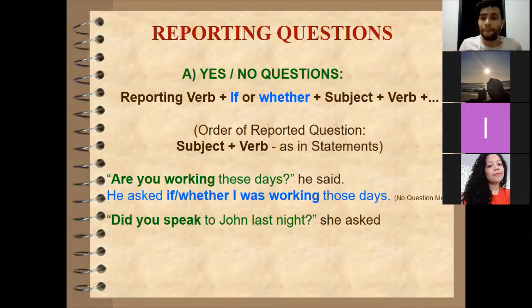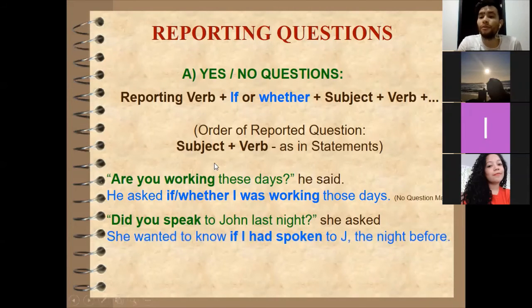Perfect. Ahora, en el ejemplo que les voy a mostrar, hay otra forma. Recuerden que no hay un solo reporting verb, es decir, un solo verbo que nos introduce el reported speech. Tenemos muchas clases de verbos, así como les mostré hace un momento. Ahora, los reporting verbs for the statements, tenemos aquí también reporting verbs for questions. So, hasta el momento tenemos ask y ahora una expresión, que sería, she wanted to know if I had spoken to John the night before.